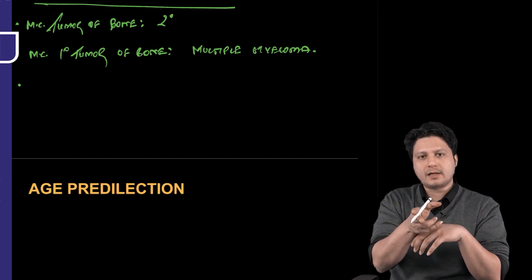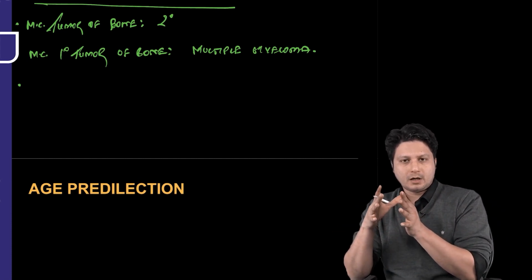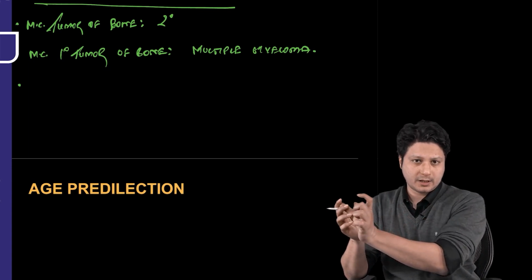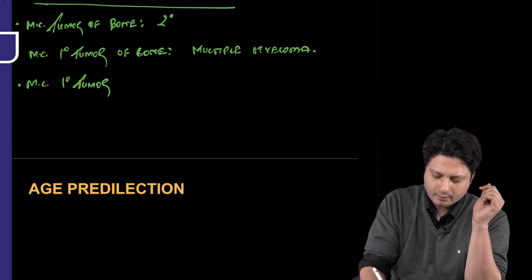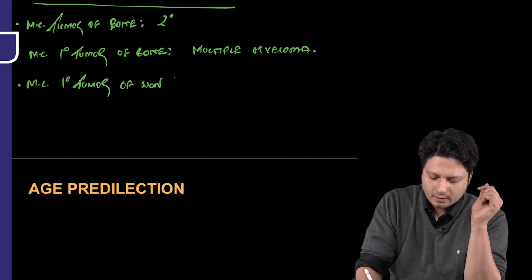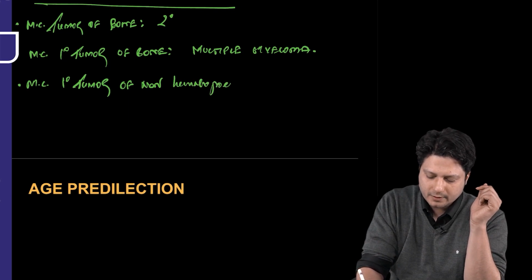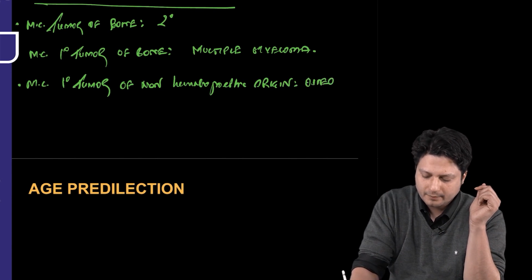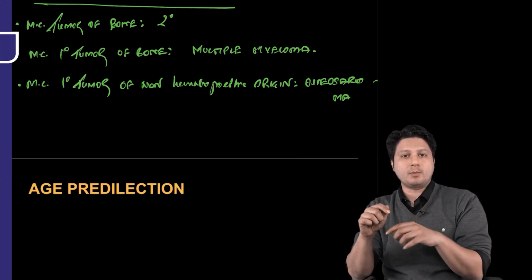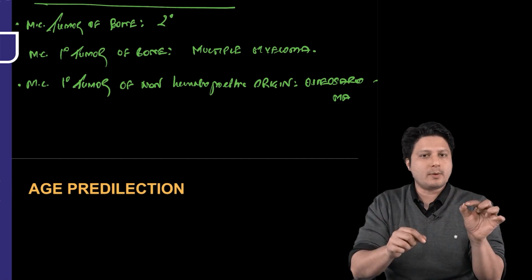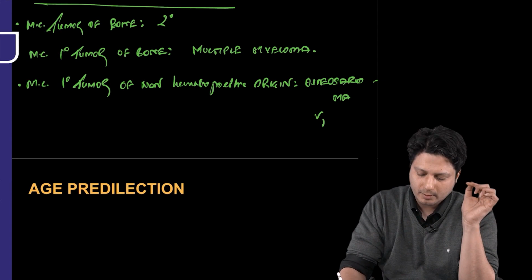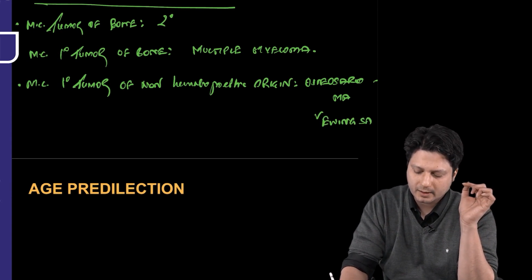So if you want to ask which of the following is the most common primary tumor of non-hematopoietic origin, then it will be osteosarcoma. So there are different ways the question can be asked, like which of the following is the most common primary tumor of the long bone, because the most common long bone primary tumor is osteosarcoma. And if osteosarcoma is not there in the options, then you have to go for Ewing sarcoma, because Ewing sarcoma is the second most common answer for that particular question.